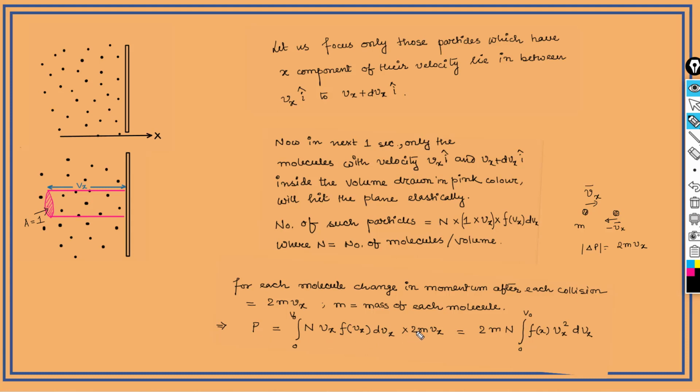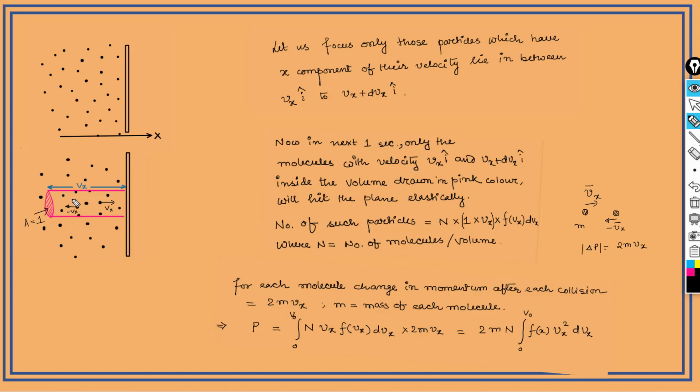So I have taken this number here and multiplied it with 2 mvx, and then I have integrated it from 0 to v naught. Now, why have I not integrated it from minus v naught to plus v naught? The reason is simple: a few molecules will be present here which are moving along the positive x-axis, and definitely a few molecules will be present which are moving along the negative x-axis.